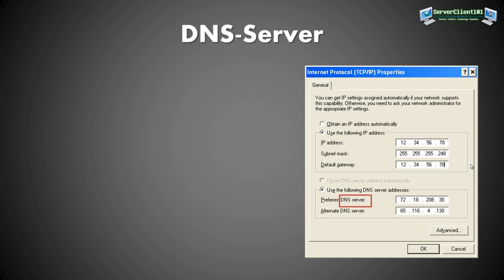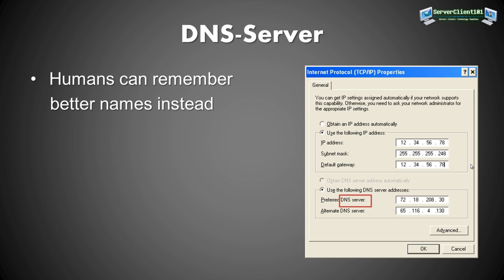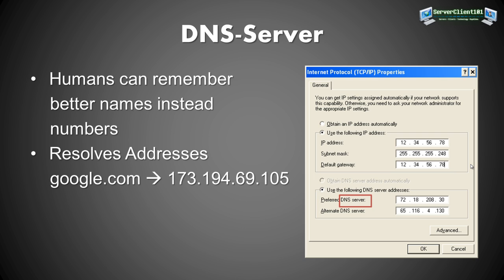Then we have the DNS server. The DNS server exists because humans cannot remember numbers that well. They can remember names better. So it resolves the addresses to different names. For example, google.com gets resolved to 173.194.69.105.